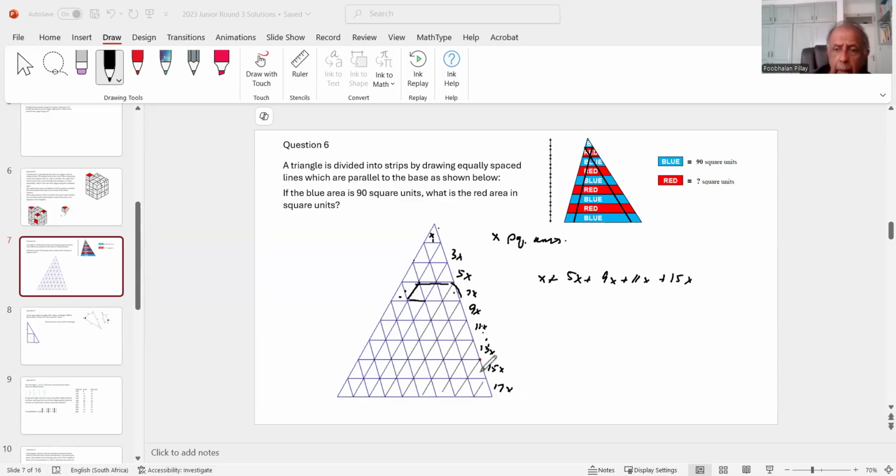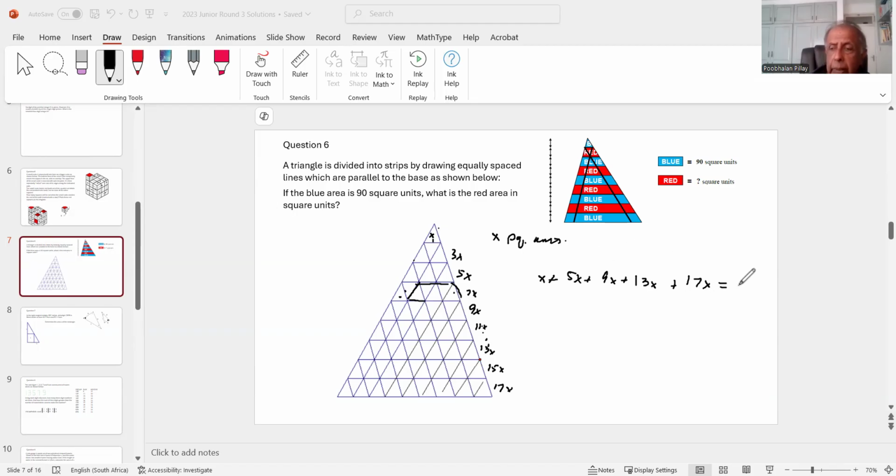Until you go to this. Oh, wait a minute. Oh, no, this is not 11x. It's 13x. Sorry, I must keep adding 4x to this, and I made a mistake and added 2x there. Should have added 4x. So you get 13x plus 17x. As you can see, 17x is the last one, and that's blue.